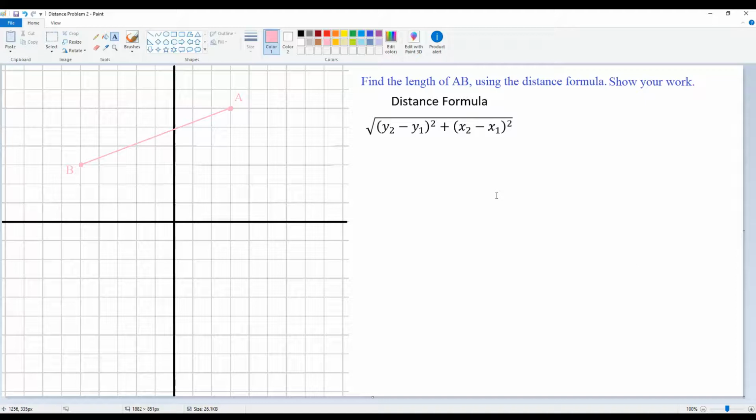Hey, sunshines. We're going to do a little bit of practice with the distance formula. We're going to find the length of segment AB using that distance formula and show our work.